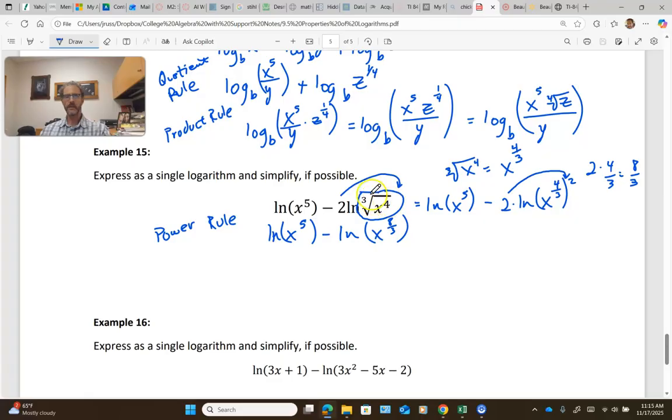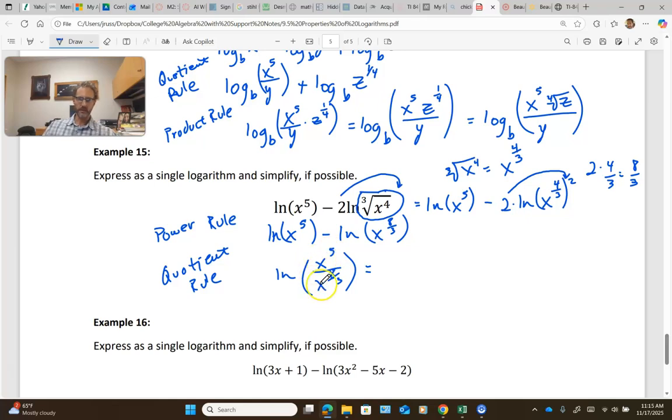Yeah, so again, the first thing I did is I re-expressed this radical as an exponential expression. And then using power rule, we'll move the 2 back in. So this will become x to the 8/3. And now, since these two natural logarithms are separated with subtraction, I can use the quotient rule to combine them into one. So this will become the natural log of x to the 5th over x to the 8/3. But I'm not finished because I can simplify this.